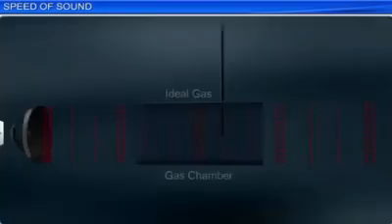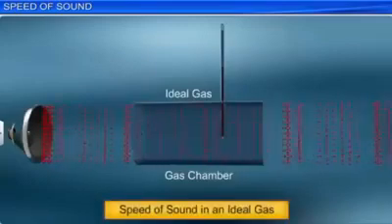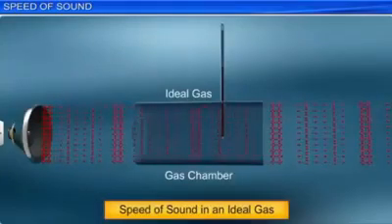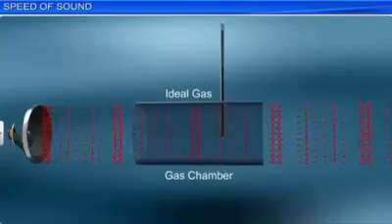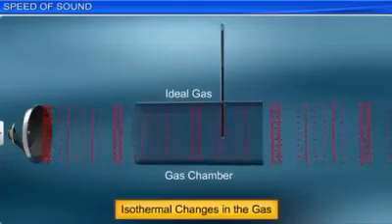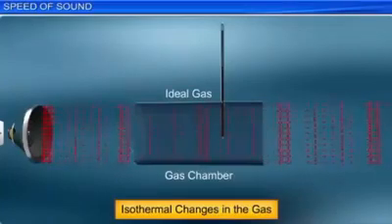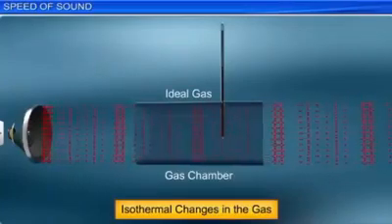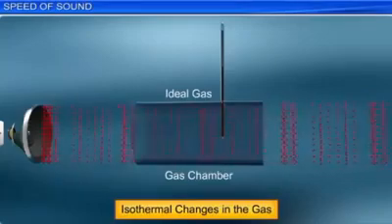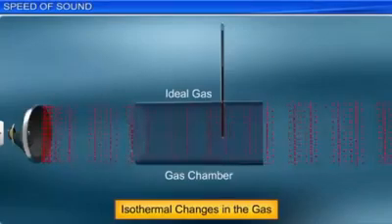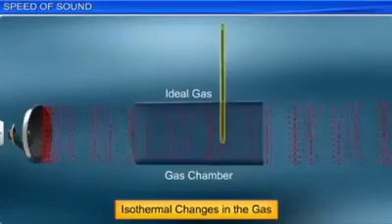Newton tried to find the speed of sound in an ideal gas, assuming that the gas undergoes isothermal changes while a sound wave propagates through it. Isothermal refers to equal thermal conditions, meaning a constant temperature that is maintained while energy propagates through the gaseous medium.